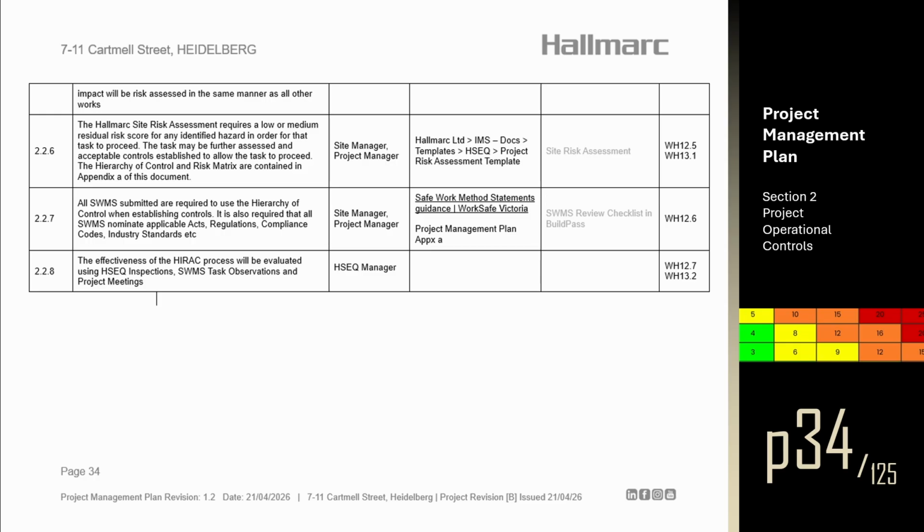Section 2.2.7. All SWIMs submitted are required to use the hierarchy of control when establishing controls. It is also required that all SWIMs nominate applicable acts, regulations, compliance codes, industry standards, etc. Section 2.2.8. The effectiveness of the Hallmarc process will be evaluated using HSEQ inspections, SWIMS task observations and project meetings.